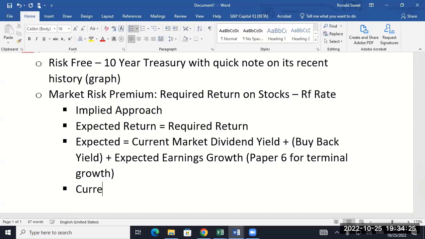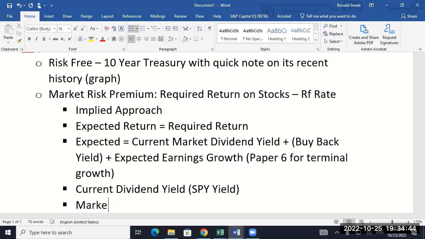So current dividend yield, how do you get that? Just use the SPY yield. That's easy. So that's a number you can just look up. Just go into Yahoo Finance, type in SPY, and just get its current yield. That's easy.